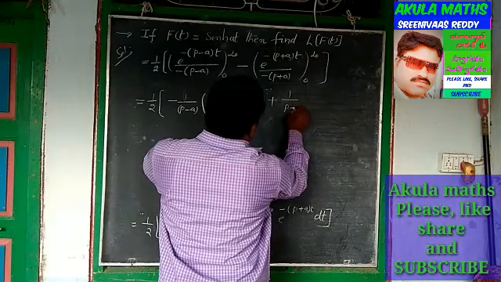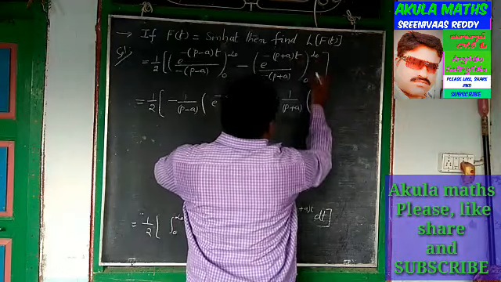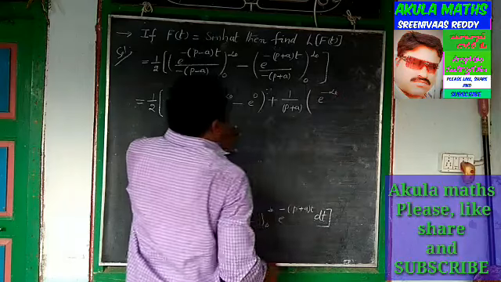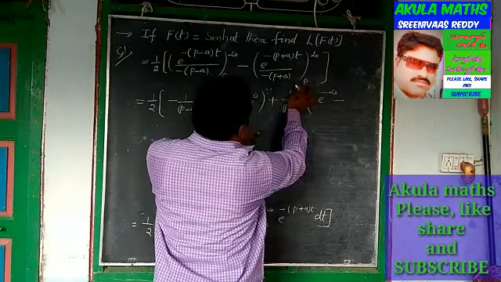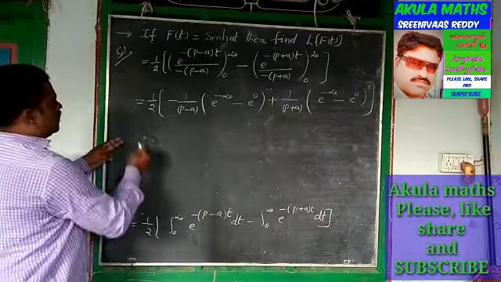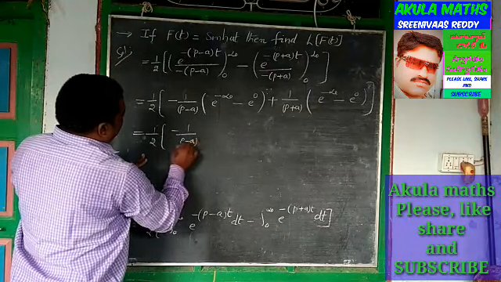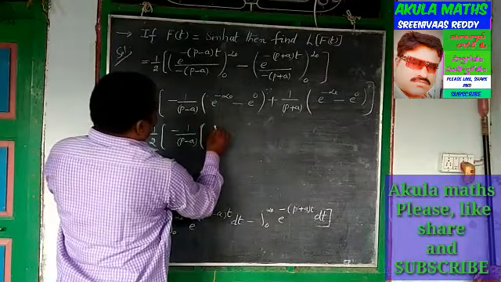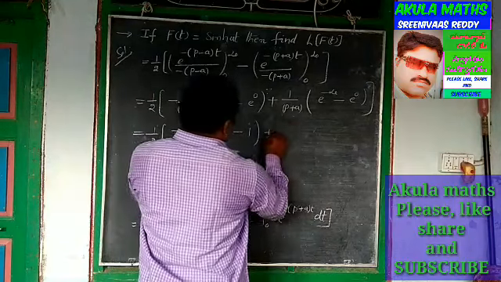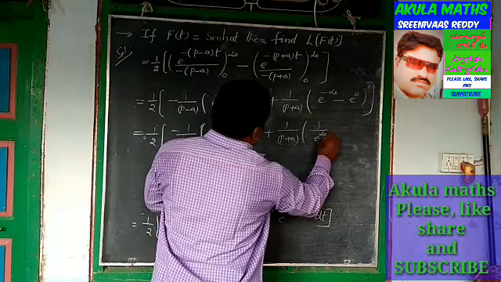1 by p plus a is constant. Now we substitute upper limit t is equal to infinity. So e power minus of p plus a into infinity means e power minus infinity. So we substitute lower limit t is equal to 0, e power 0. So that is equal to 1 by 2 into minus of 1 by p minus a into, this can be written as 1 by e power infinity minus e power 0 is 1, plus 1 by p plus a. So this can be written as 1 by e power infinity minus 1.